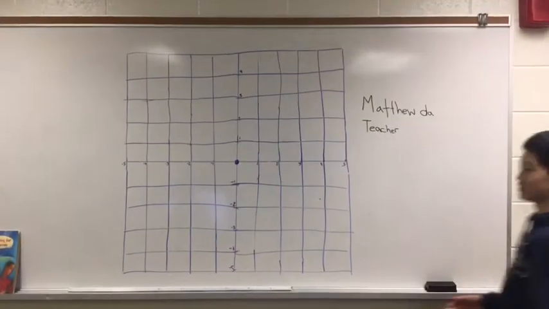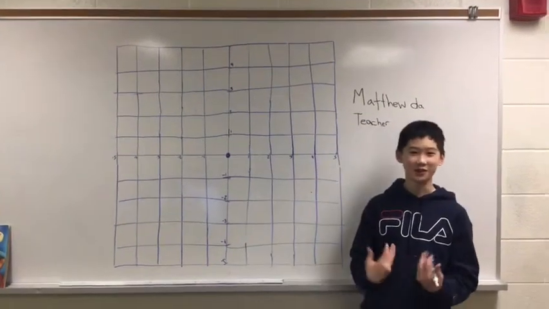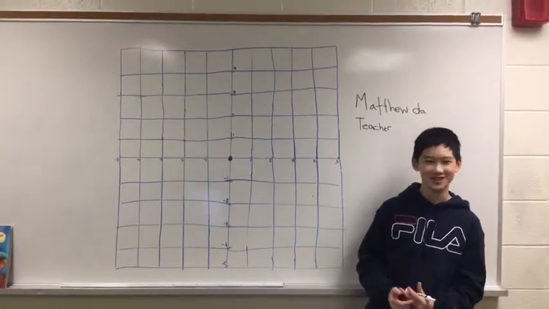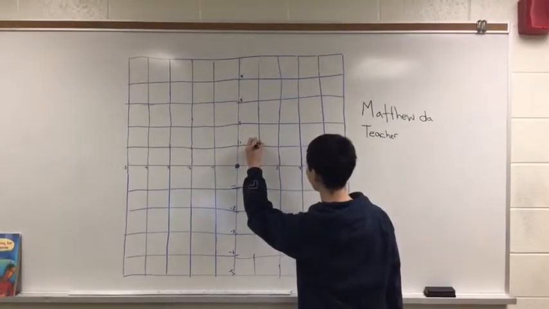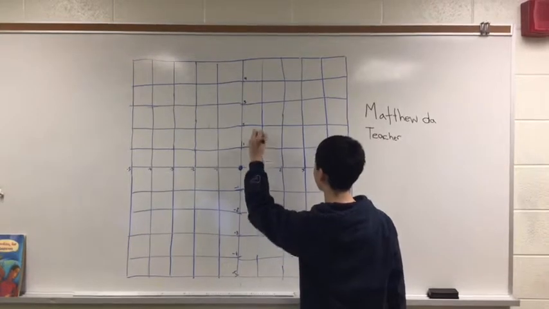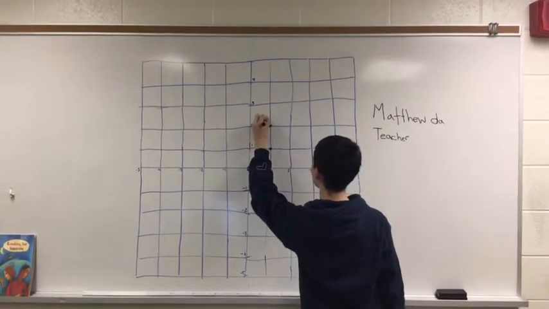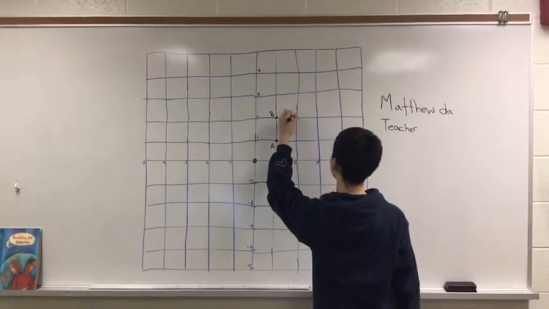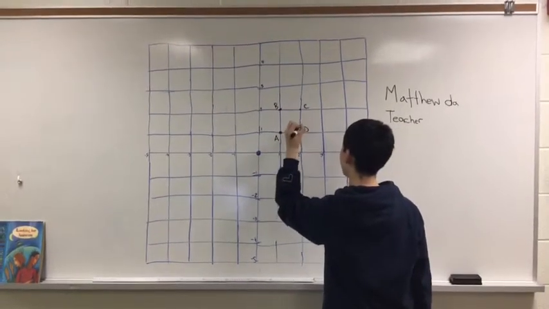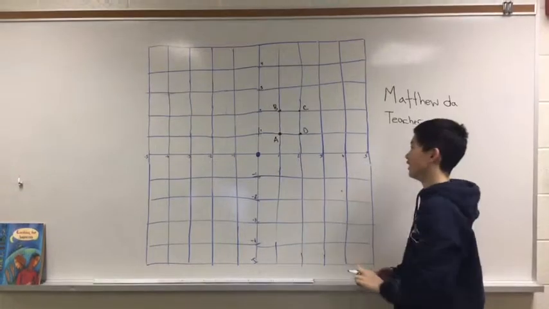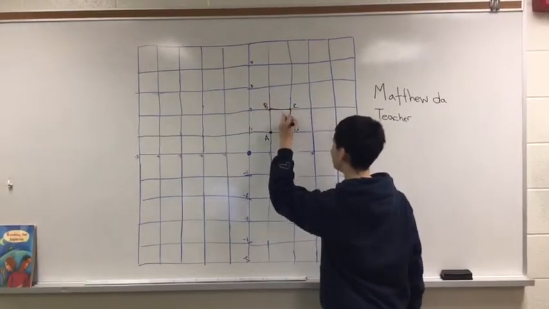Rotations. Easy. I know how to do that. Hi, I'm Matthew the teacher. I'm going to be teaching myself how to do rotations. So let's say we make a square. This will be point A on 1, 1. This will be point B on 1, 2. This is point C on 2, 2. And this is point D on 2, 1. And then all this together makes a square.